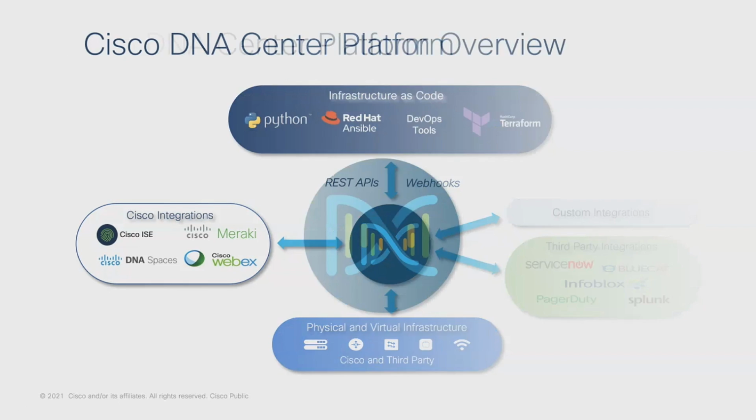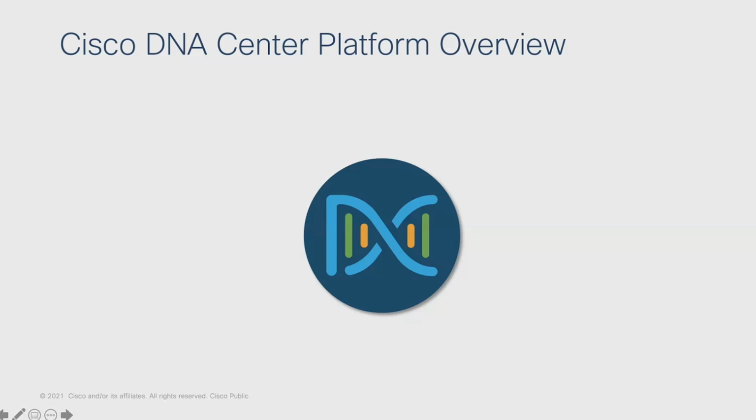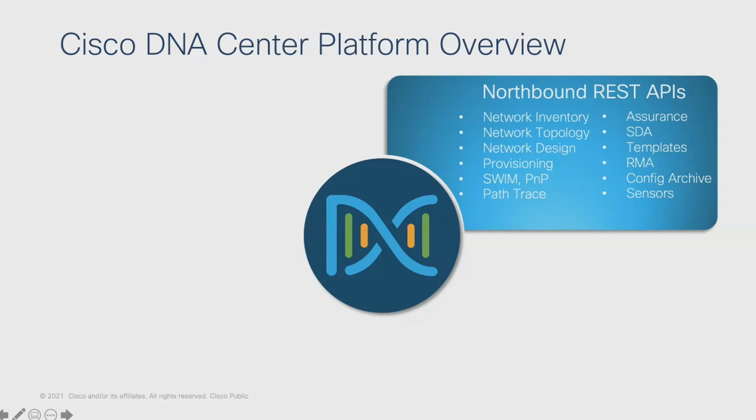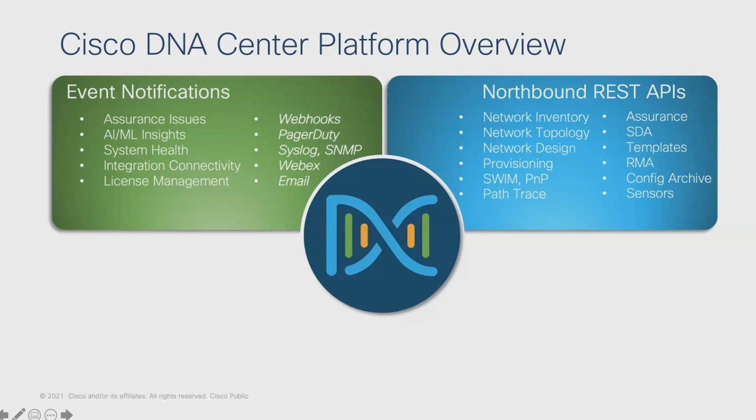This allows network teams to build automation workflows, build integrations, and automate your processes that are not already automated by Cisco DNA Center. At the core of the Cisco DNA Center platform capabilities that are exposed to be consumed by code, we have the northbound REST APIs and event notifications.